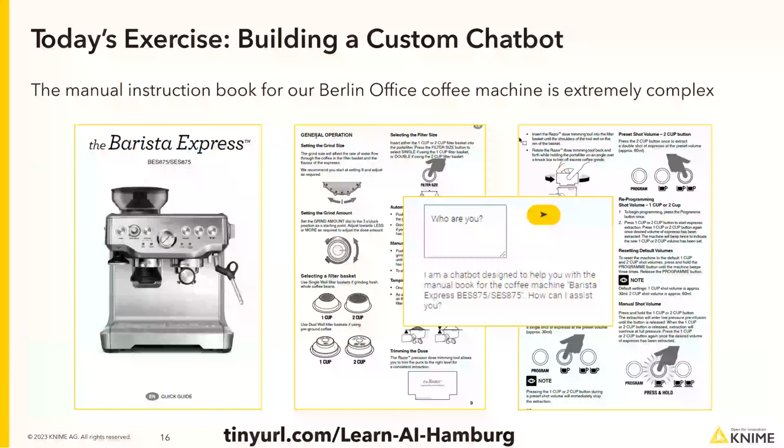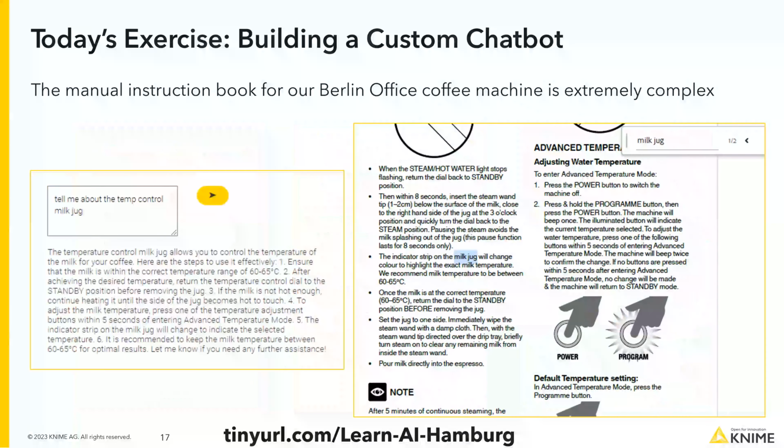So how does this look? It says, I'm a chatbot designed to help you with the manual book of the coffee machine, Barista Express. So how can I assist you, right? Something that you can ask is, tell me about this really specific jug control milk system, right? And then it goes and tells you how to use this temperature to make the coffee better and so on. And sometimes you can check in the PDF whether the answer of the AI is matching, right? The knowledge base here, this manual book.